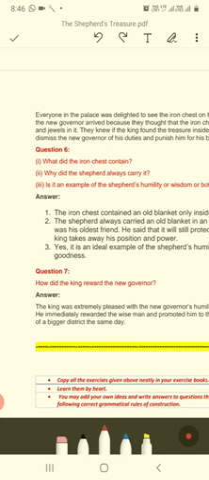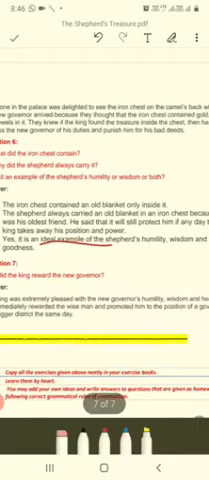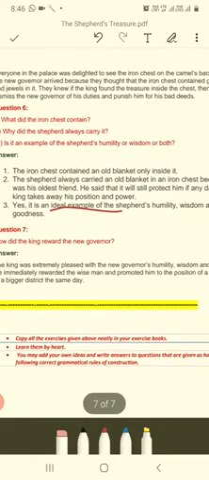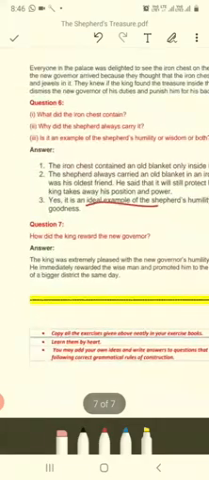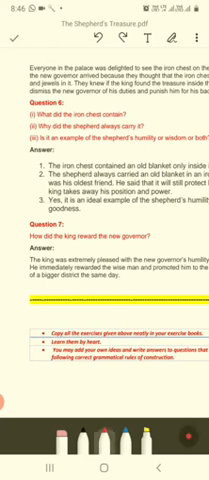Then 3: Is it an example of the shepherd's humility or wisdom, or both? See, it's an ideal example of the shepherd's humility and wisdom. The reason is he was humble when he rose to power, and he used his brain and tactics to handle a tricky situation. Then the next one: How did the king reward the governor? The king rewarded the governor by making him the governor of an even bigger district, isn't it?